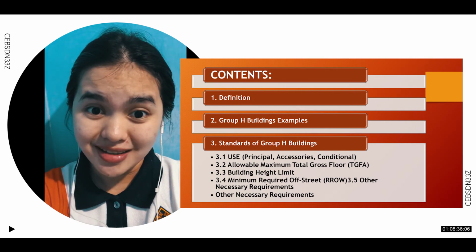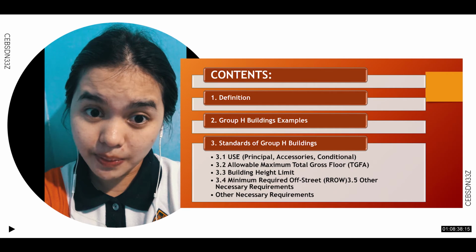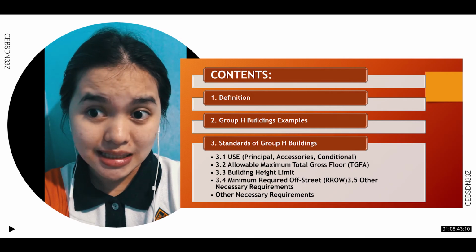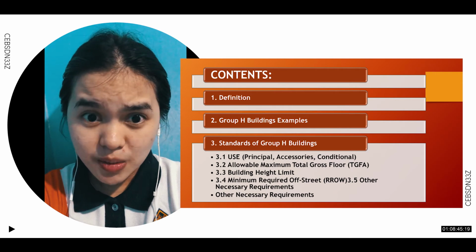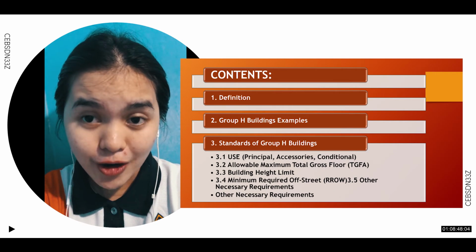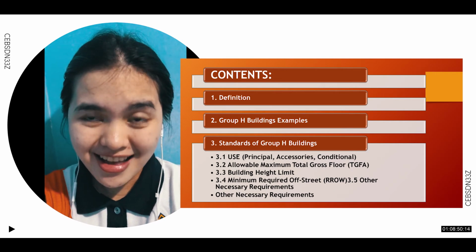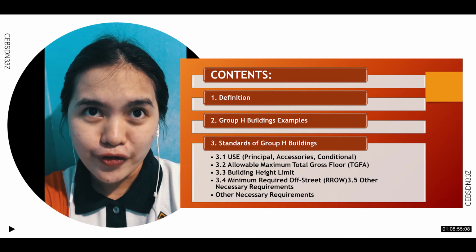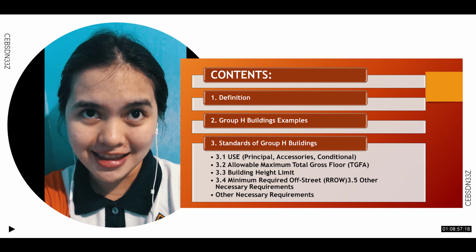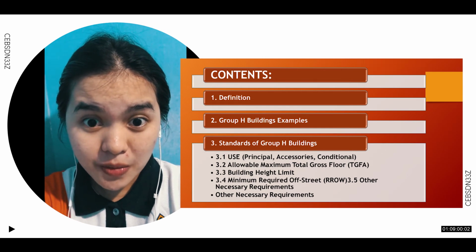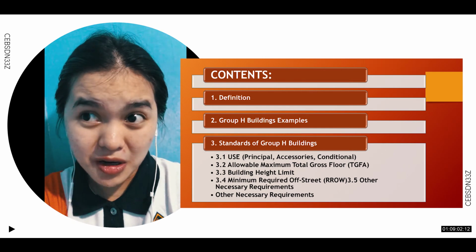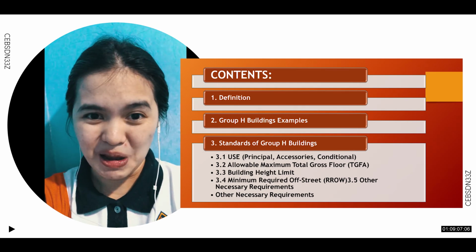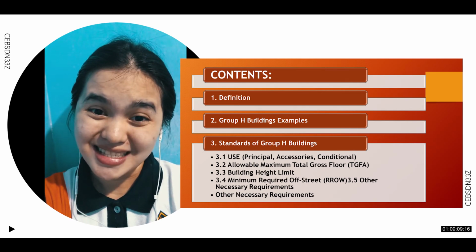The 3.1 is the use, which includes the principal, accessories, and conditional. The second, or 3.2, is the maximum allowable TGFA, or total gross floor area. And the third is the building height limit. And the fourth, or 3.4, is the minimum required off-street or RROW, and the fifth is the other necessary requirements.